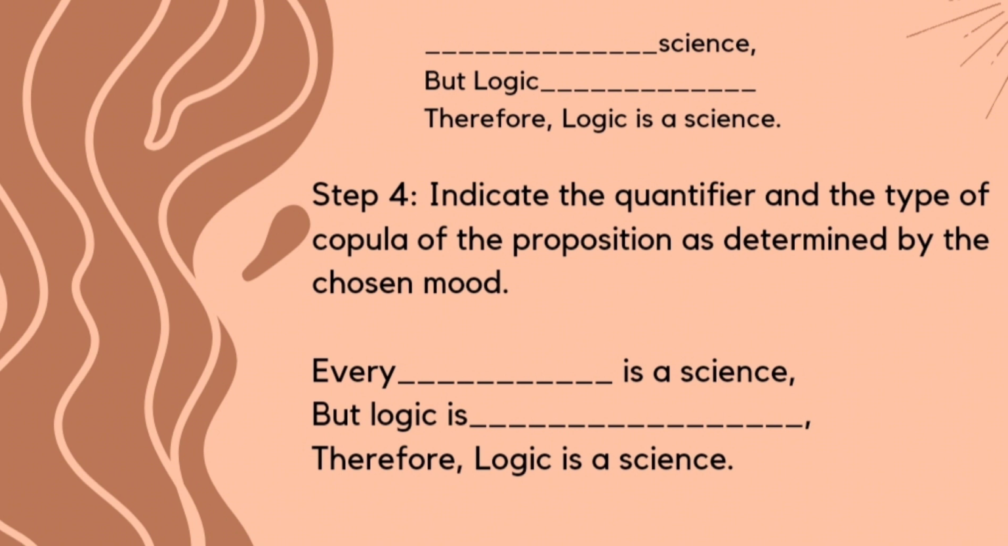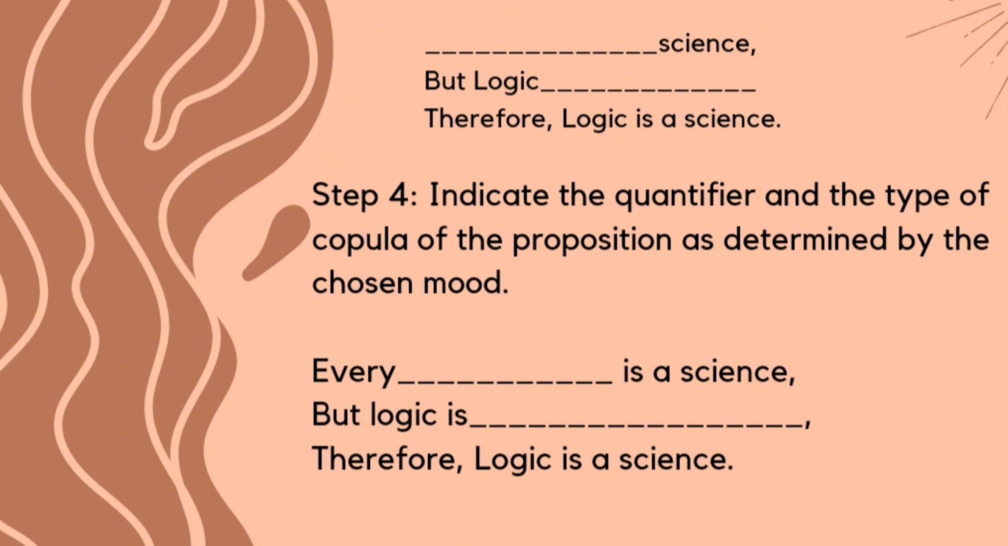So, this is our verbal figure, the first figure. The first figure goes from subject to predicate, and places the middle term as the subject of the major premise and as the predicate of the minor premise. So, that is it. We don't yet know where our middle term is. We have not yet identified our middle term.